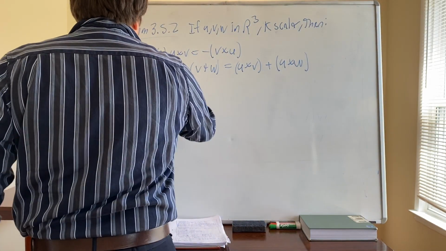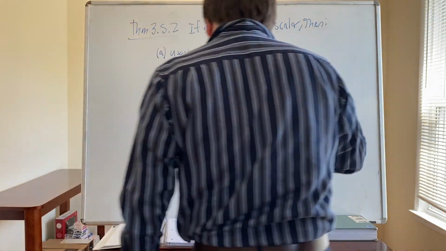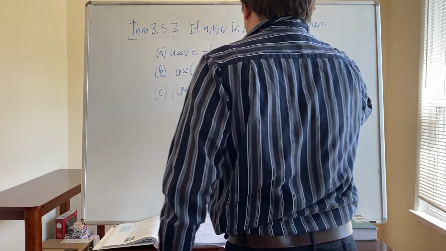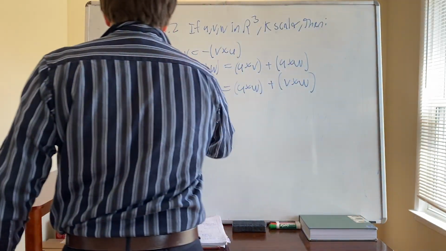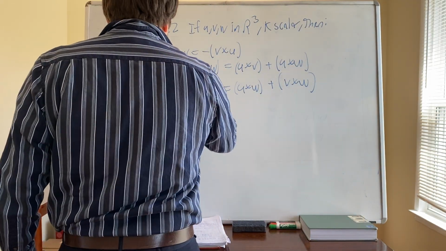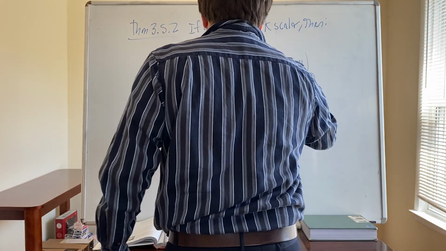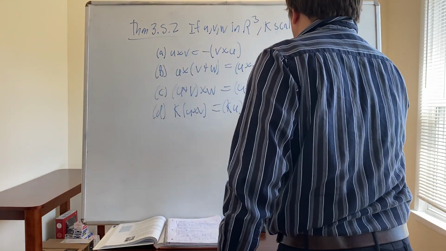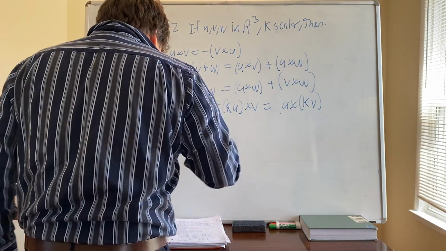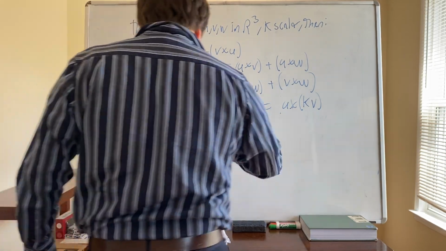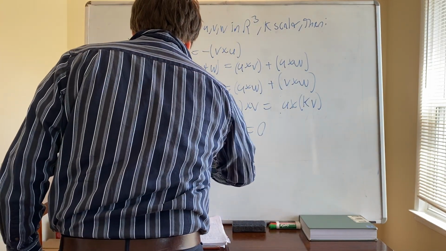And then C, (u plus v) cross w is equal to u cross w plus v cross w. So A, B, and C are easy to visualize. D, k times (u cross v) is equal to (ku) cross v, which is equal to u cross (kv). E, u cross 0 is equal to 0 cross u, which is equal to 0. And then F, u cross u is equal to 0.